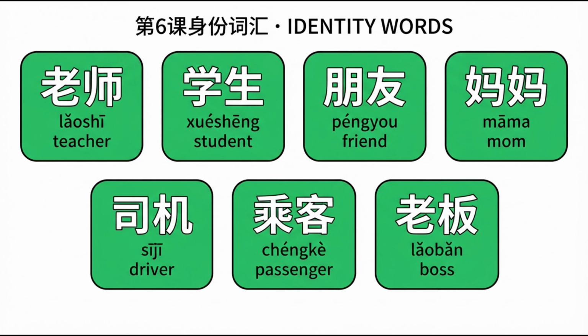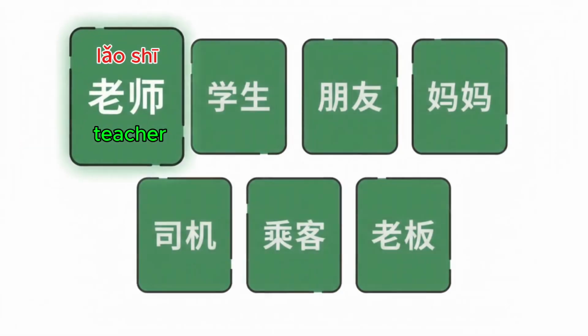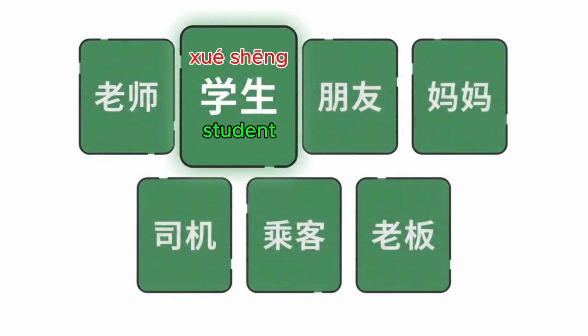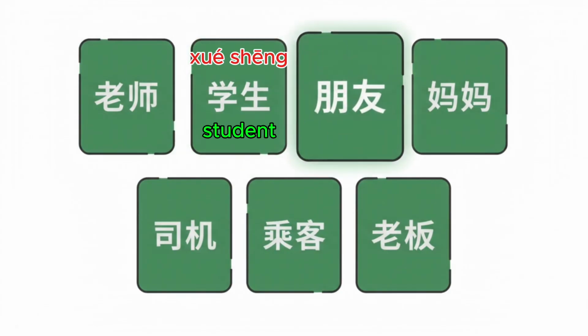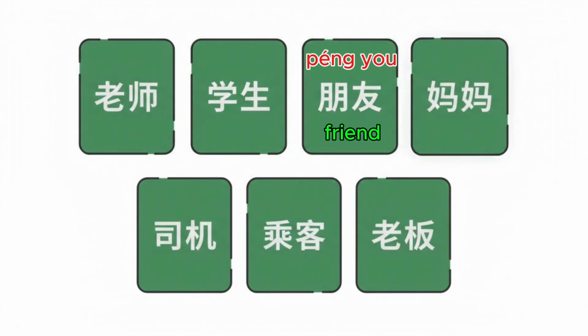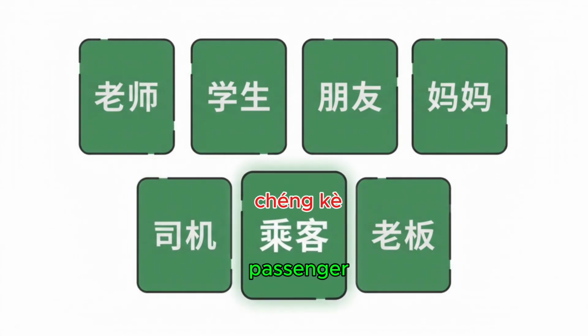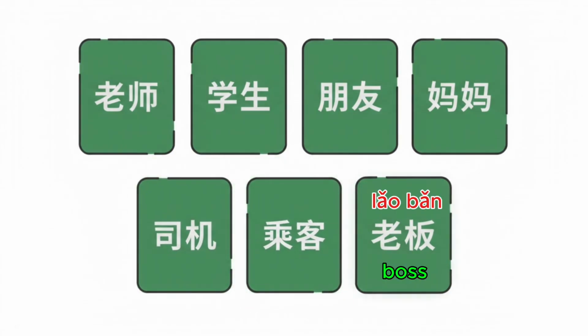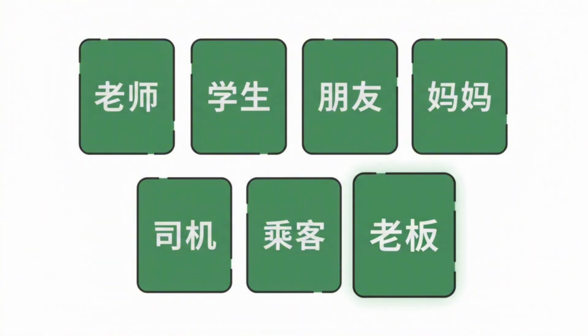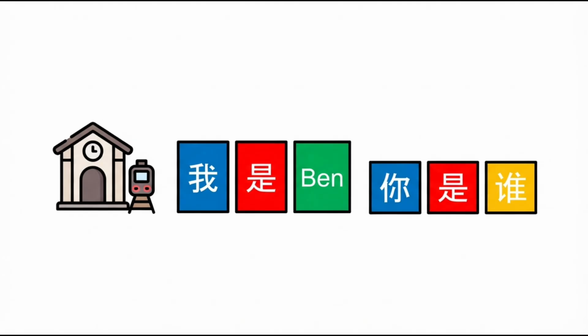Now let's stock up on some identity words, the kind you'll actually use to say who you are or ask who someone else is. 老师, 学生, 朋友, 妈妈, 司机, 乘客, 老板. Okay, let's review and learn the magic formula to build the sentences.